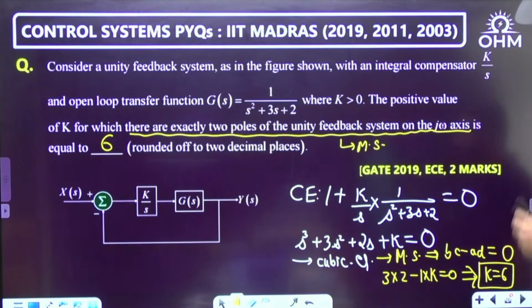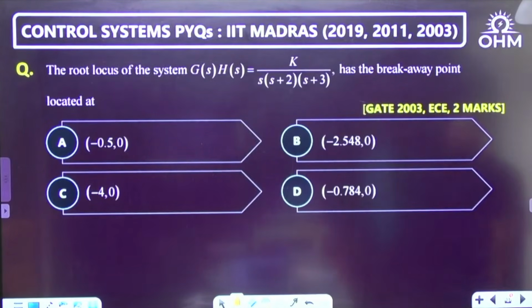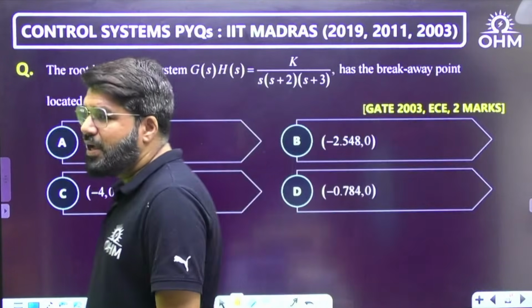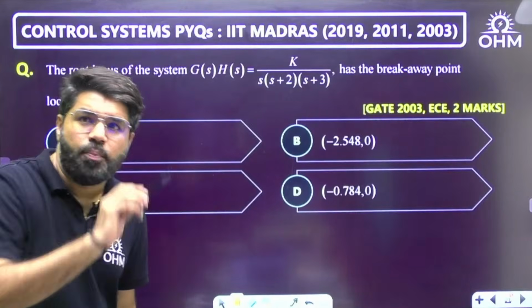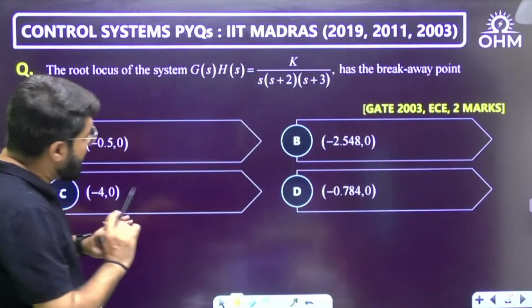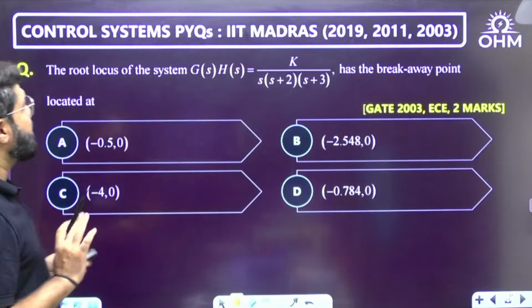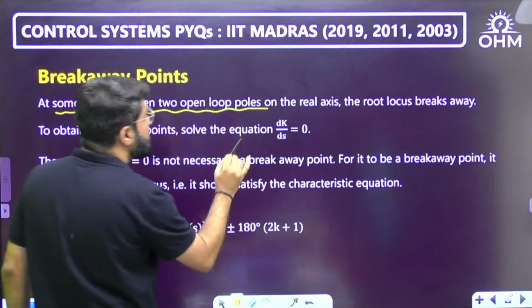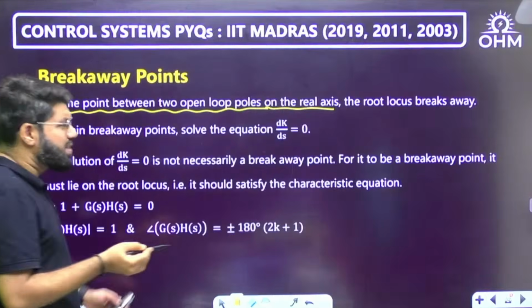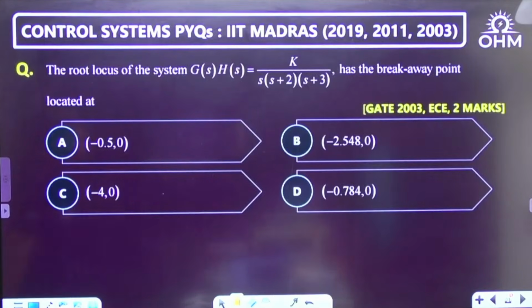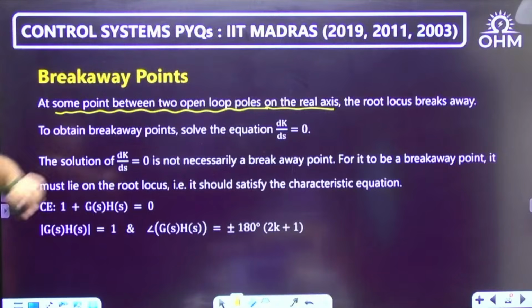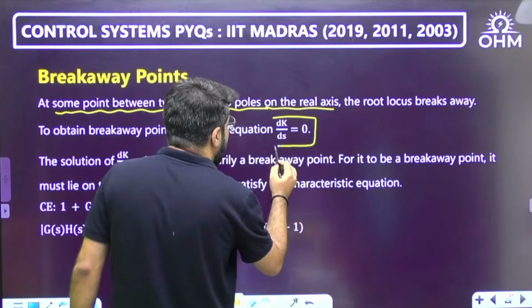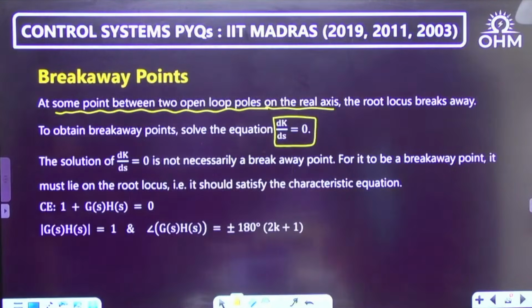Okay, next question. The root locus of the system G(s)H(s) equal to k by s(s plus 2)(s plus 3) has the breakaway point located where? Now, breakaway point comes where? It comes between two open loop poles. You can solve it simply, but what are the fundamentals required to solve it? The breakaway point should always come at some point between two open loop poles on the real axis. Breakaway points can be complex as well, but here all options are real, so I'm going for the real breakaway point. At some point between two open loop poles on the real axis, the root locus breaks away, and to obtain the breakaway point, solve dk by ds equal to 0.